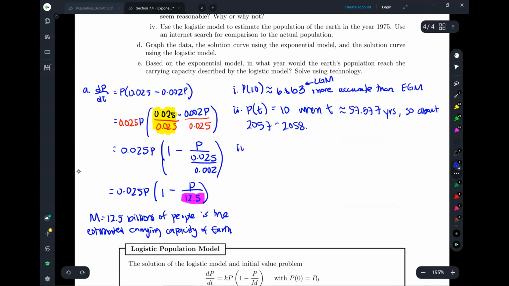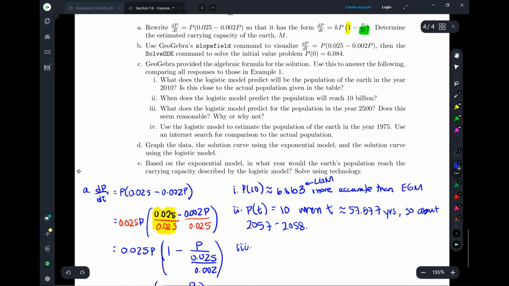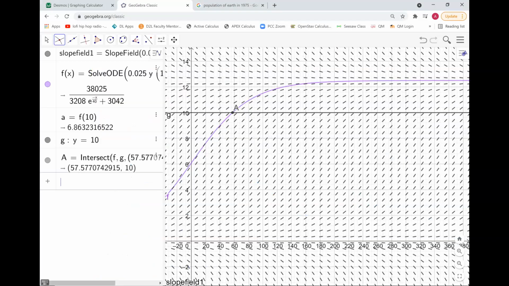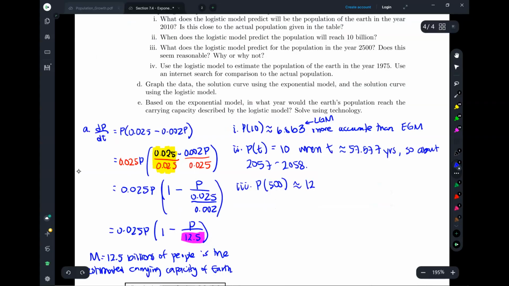Okay, let's see. For part 3, what does the logistic model predict for the population in the year 2500? Okay, so that would be P of 500. So again, that's F in this one, F of 500. Okay, I get 12.49995. I feel pretty confident rounding that to 12.5 billion. So roughly, carrying capacity.